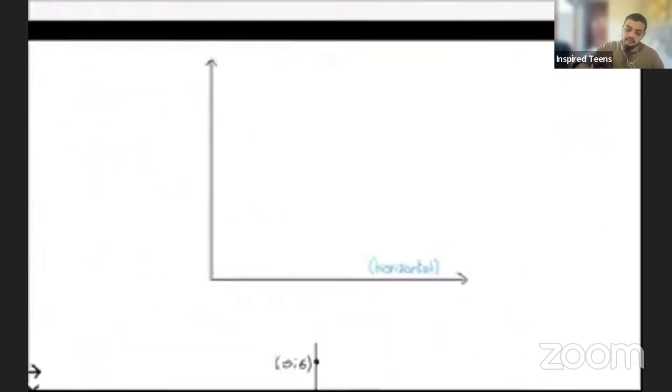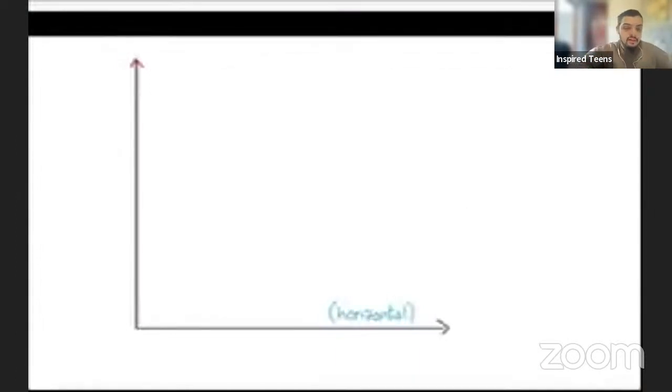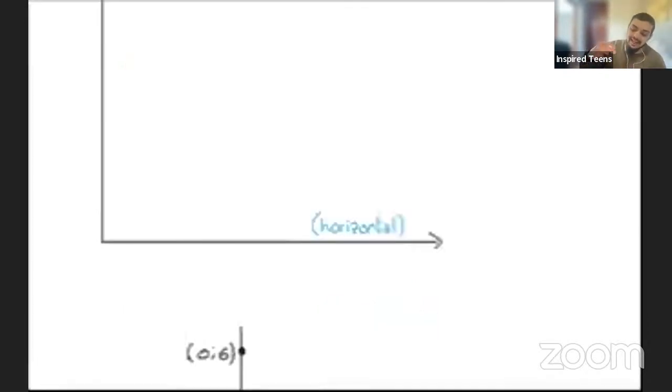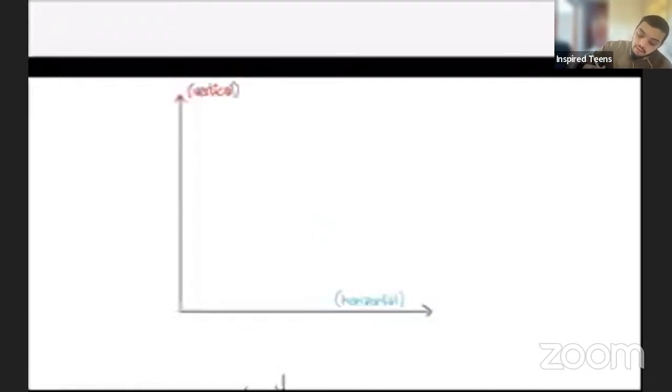Let's discuss gradient. Very, very important. We need to discuss the gradient of vertical lines and the gradient of horizontal lines. Firstly, we have a horizontal line here, and here we have a vertical line. So this is what a horizontal line looks like, and that's what a vertical line looks like. Now this diagram is only for discussing gradient.